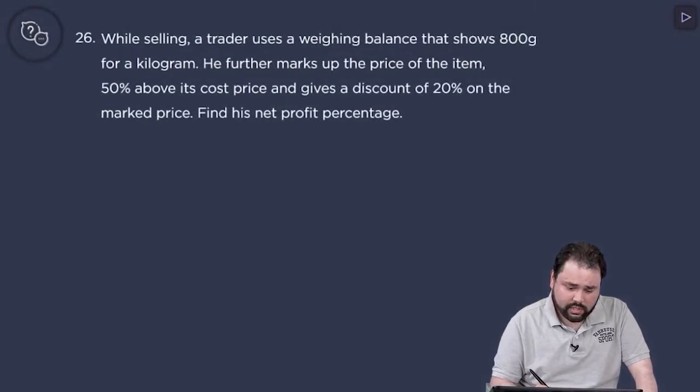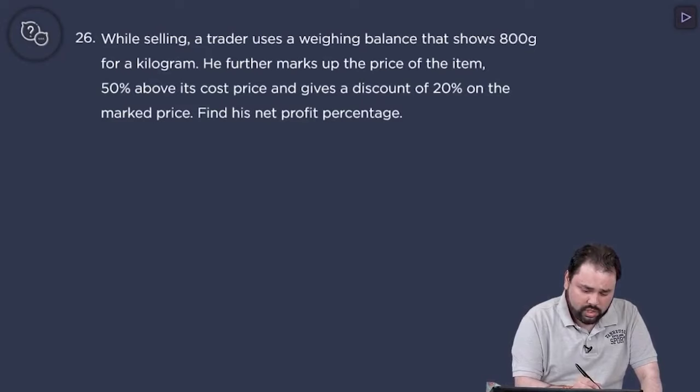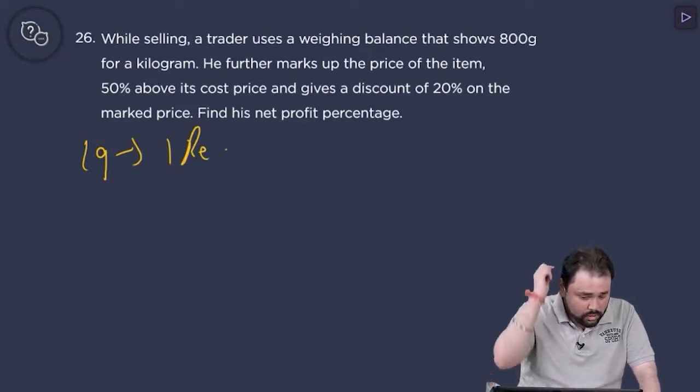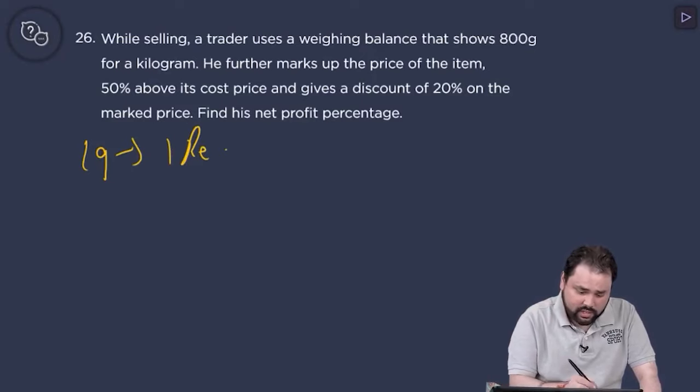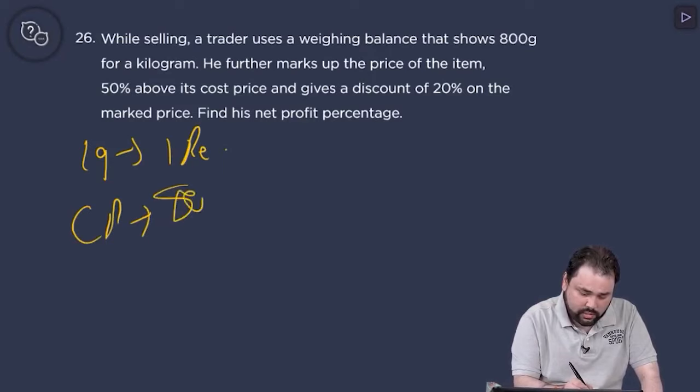Last one. While selling, a trader uses a weighing balance that shows 800 grams for a kilogram. He further marks up the price of the item 50% above its cost price. Gives a discount of 20%. Okay. So let the cost be for 1 gram 1 rupee. So actually his actual cost price will be for 800 grams, which is 800 rupees.